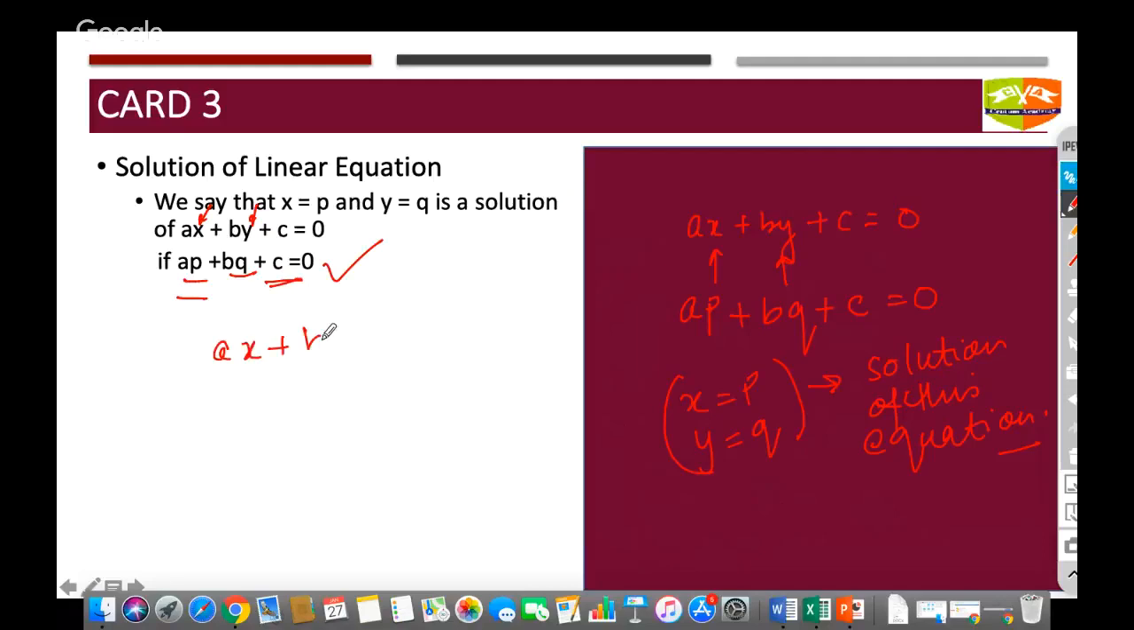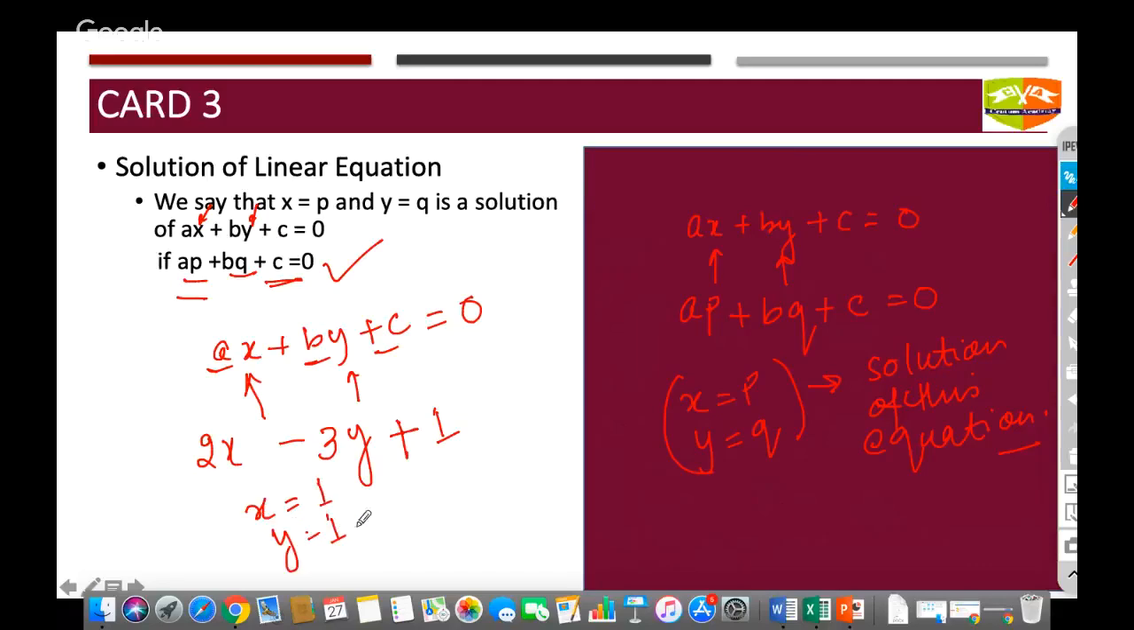It means that we replace x and y with corresponding values in the equation ax plus by plus c. If the answer given to me is 0, that becomes a solution of the linear equation. So suppose I have 2x minus 3y plus 1, and if I put x is equal to 1 and y is equal to 1 here, what happens is 2 into 1 minus 3 into 1 plus 1. So this comes out to be 2 minus 3 plus 1, which is 3 minus 3, and that is equal to 0.